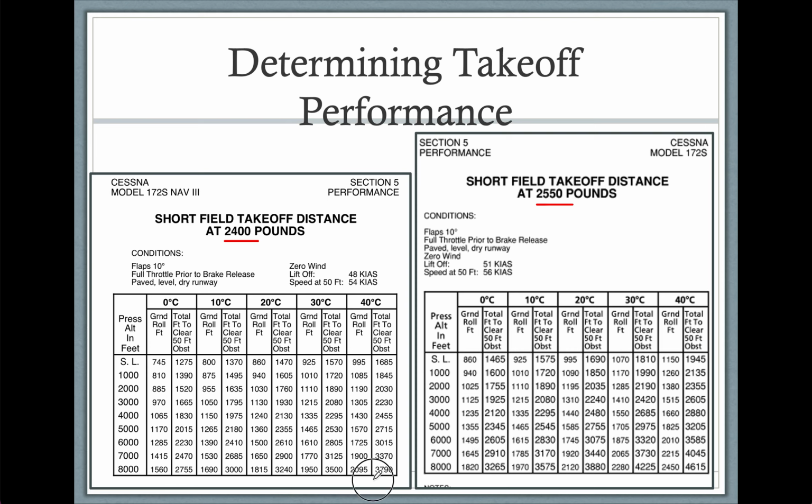So let's go worst case scenario. We're high and we're hot. You see, under the same conditions, 8,000 feet, 40 degrees, that extra 150 pounds that we're hauling around is going to take almost an extra 350 feet of runway just to get airborne, and then an extra 800 or so feet total to climb 50 feet, just from the extra 150 pounds.